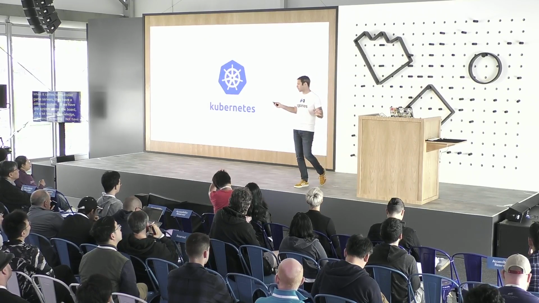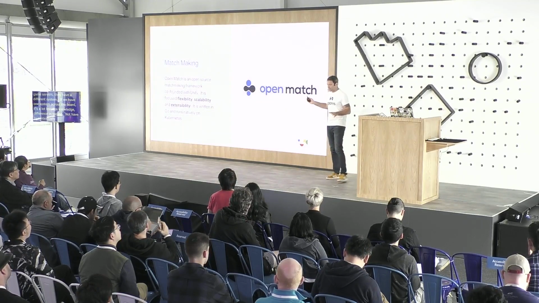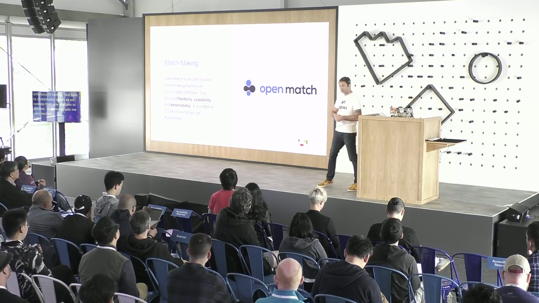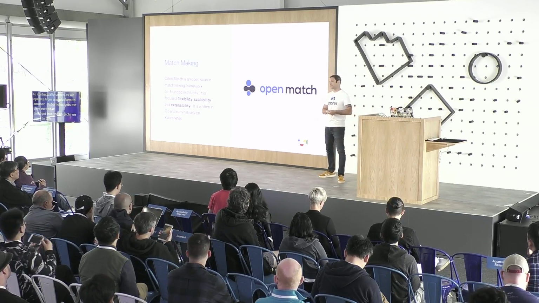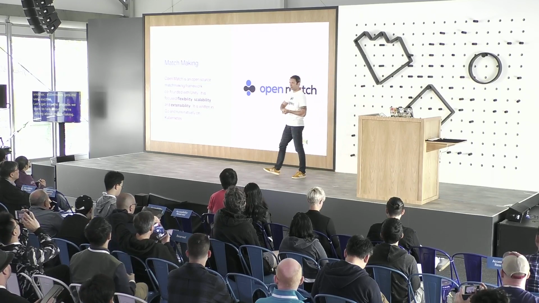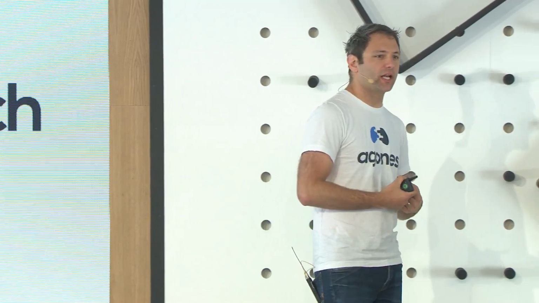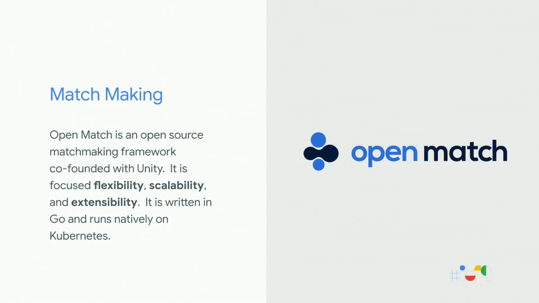Cool. Kubernetes gets me very excited. Fantastic. So let's get stuck into the couple of projects we want to talk about. So we're talking about matchmaking. Open Match is a project that came out, I want to say somewhere between 6 to 8 months ago. It's an open source matchmaking framework, and I want to emphasize the term framework here, that is built with flexibility, scalability, and extensibility.